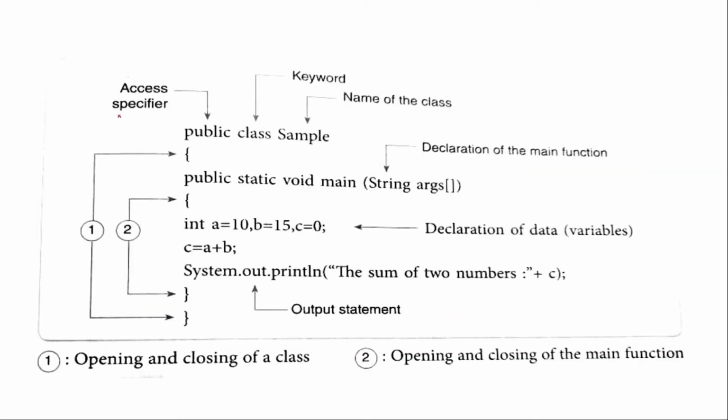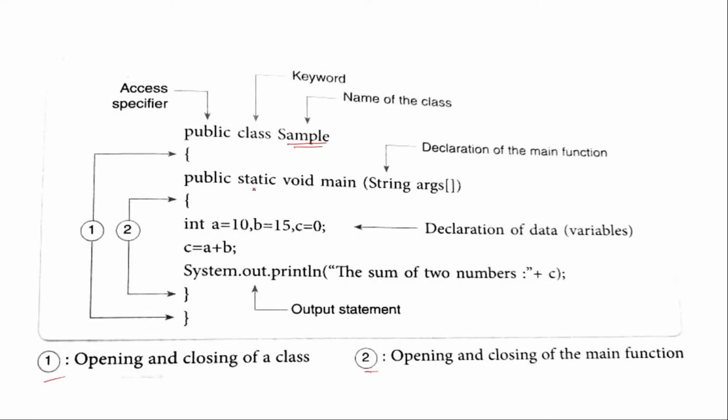Now this is the sample program. This program is to find the sum of two numbers. So how do we have to start? This program is divided into two parts, number 1 and number 2. So first we will declare public class sample. Public is the access specifier, class is a keyword, and sample is the name of the class. After that we have to give the opening curly bracket of the class.